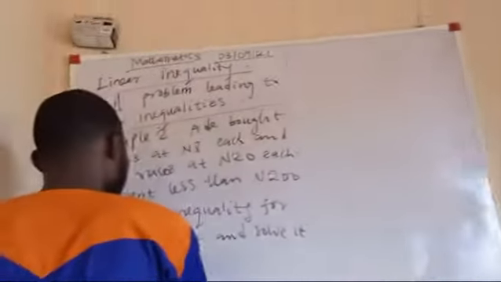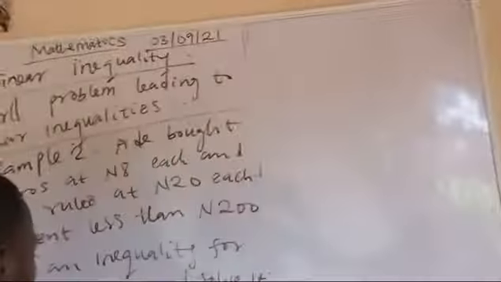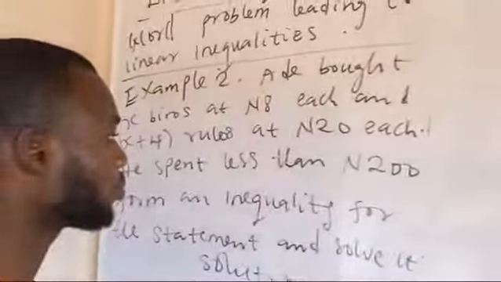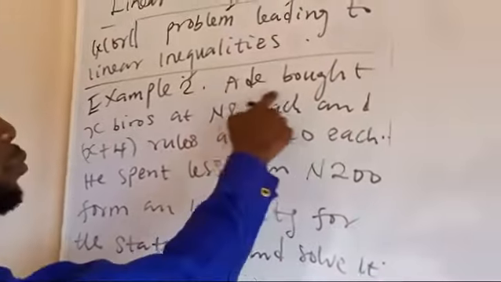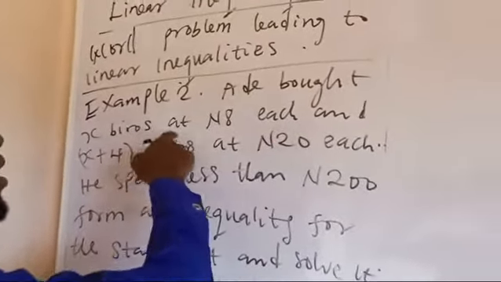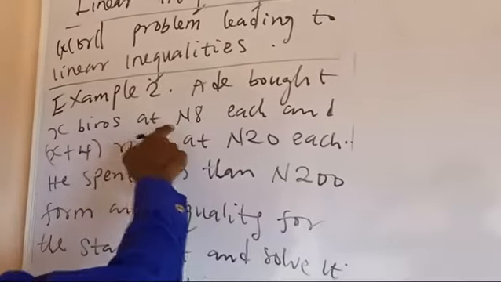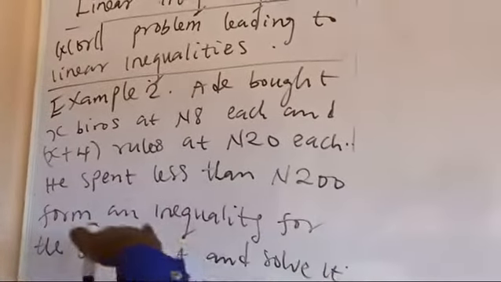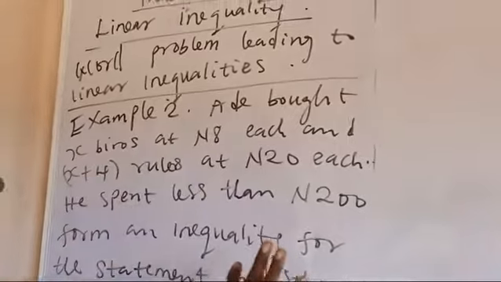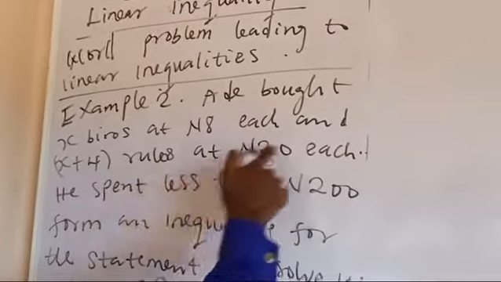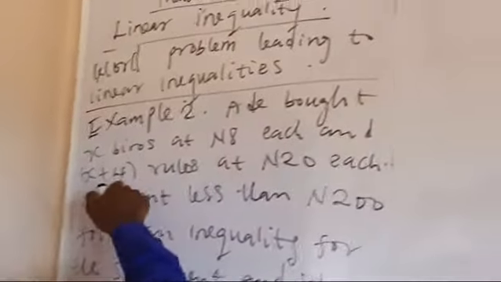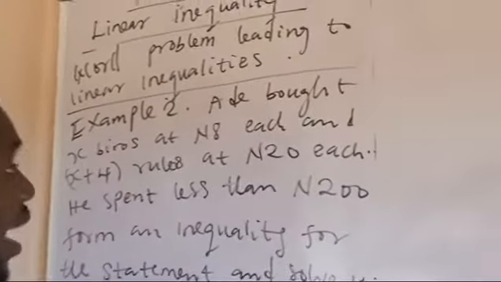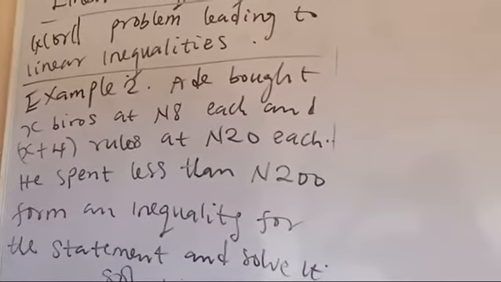Very simple. The first thing is for you to understand the statement. The second thing is for you to translate. After translation, you solve. So Ade bought X biros at 8 naira each, and X plus 4 rulers at 20 naira each. We are not going to use any letter to represent anything because it is clearly stated.